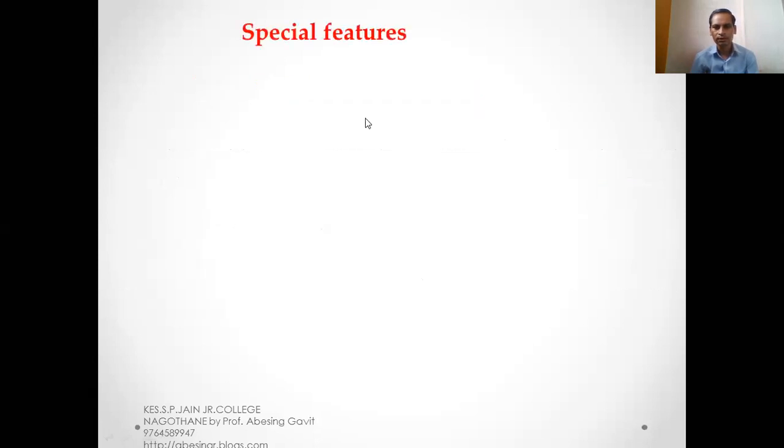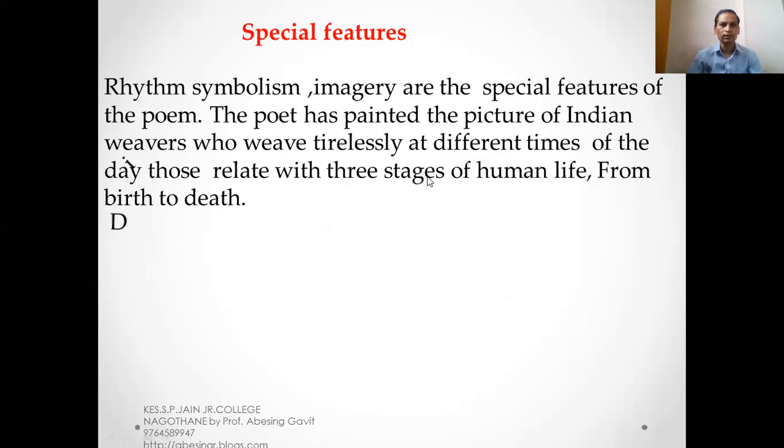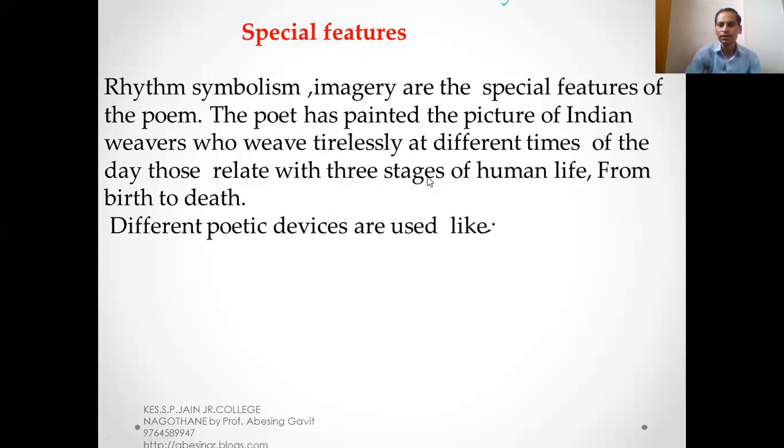Now next point is special features of the poem. What are the special features of the poem that we have to discuss here? Special features: rhythm, symbolism, imagery are the special features of the poem. The poet has painted the picture of Indian weavers who weave tirelessly at different times of the day, related with the three stages of human life.